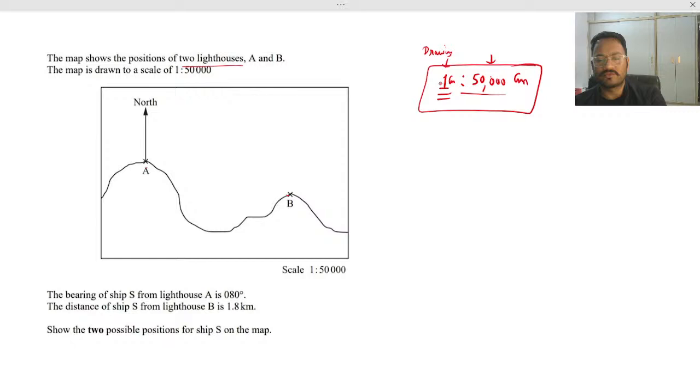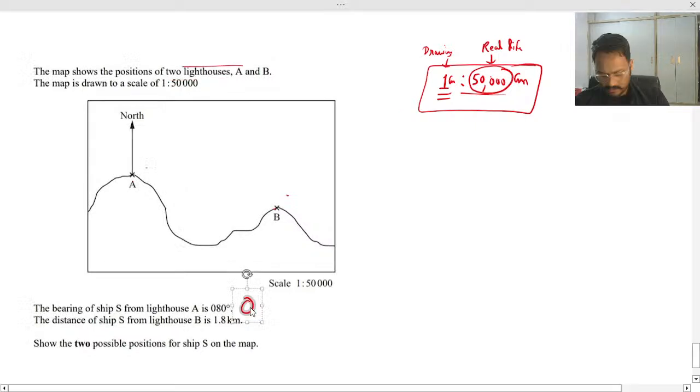So can I convert this 50,000 into kilometer? Because the question is in kilometer. So you can see here kilometer is written. Okay, if you read the whole part, it is written in kilometer, right? Done.